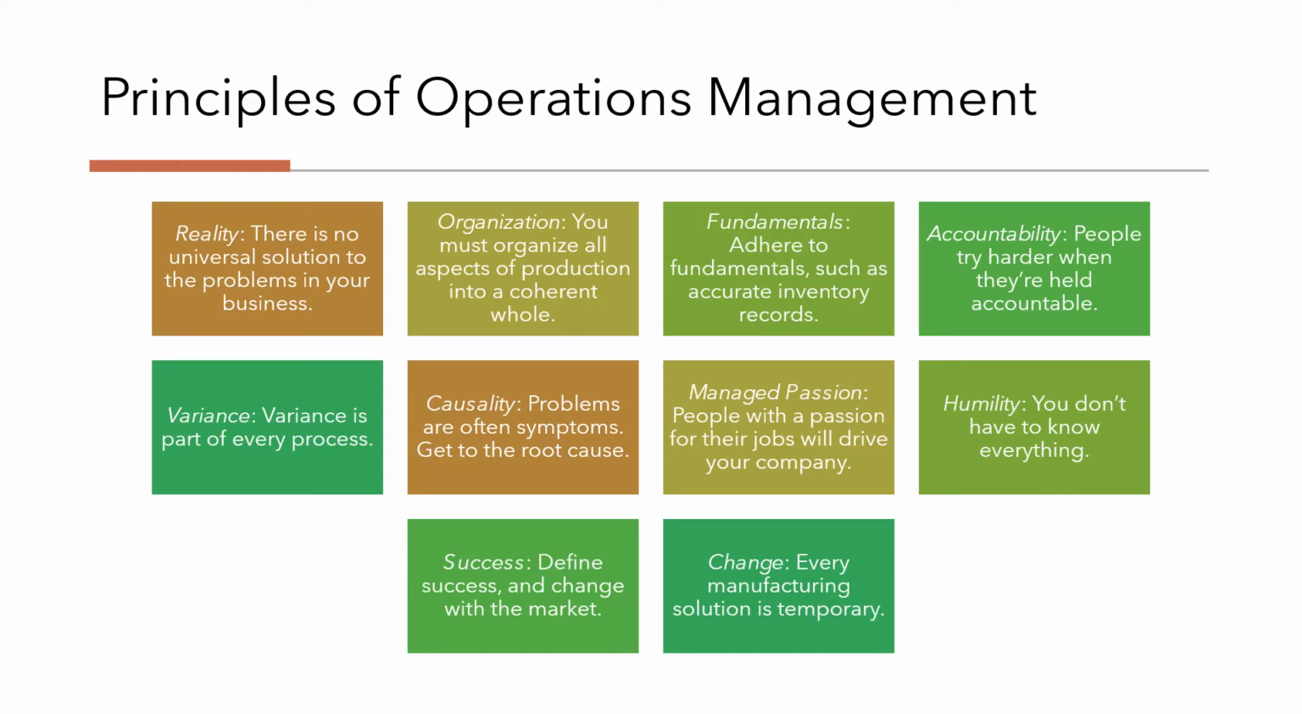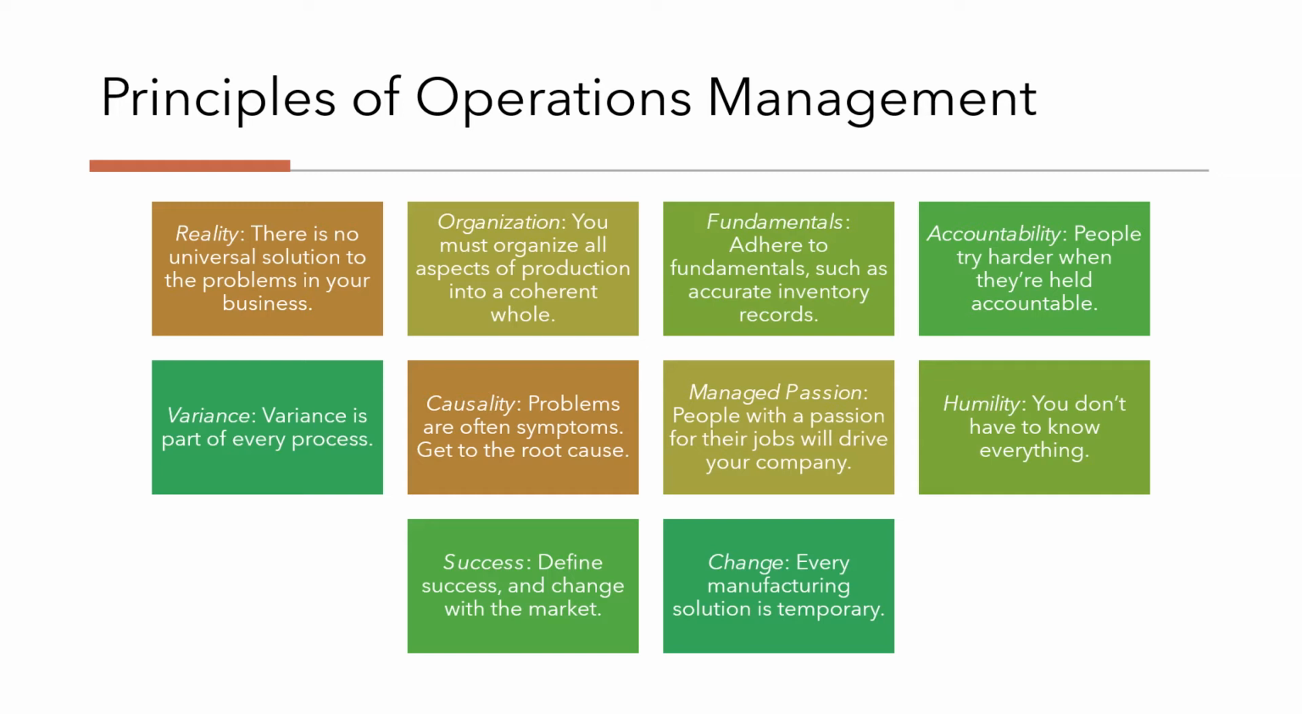There are principles of operations management. The 10 principles of management were presented at the 2007 Conference of the American Production and Inventory Control Society by Randall Schaefer. First is reality. There is no universal solution to the problems in your business. Second is organization. You must organize all aspects of production into a coherent whole. Third is fundamentals. Adhere to fundamentals such as accurate inventory records. Fourth is accountability. People try harder when they're held accountable.